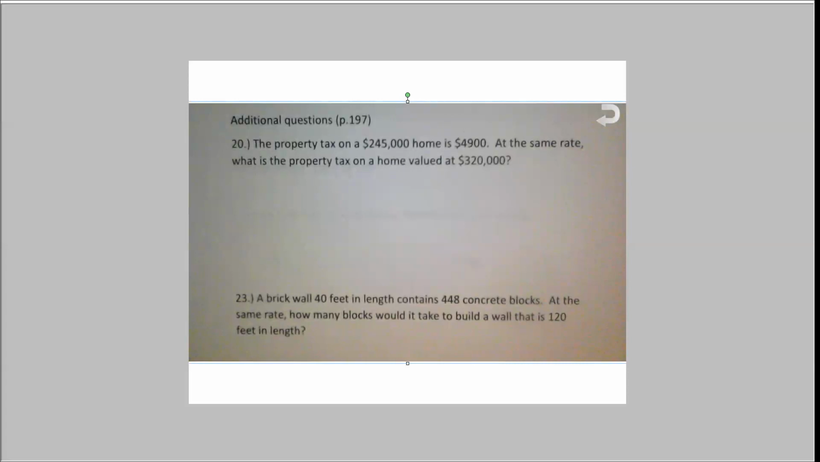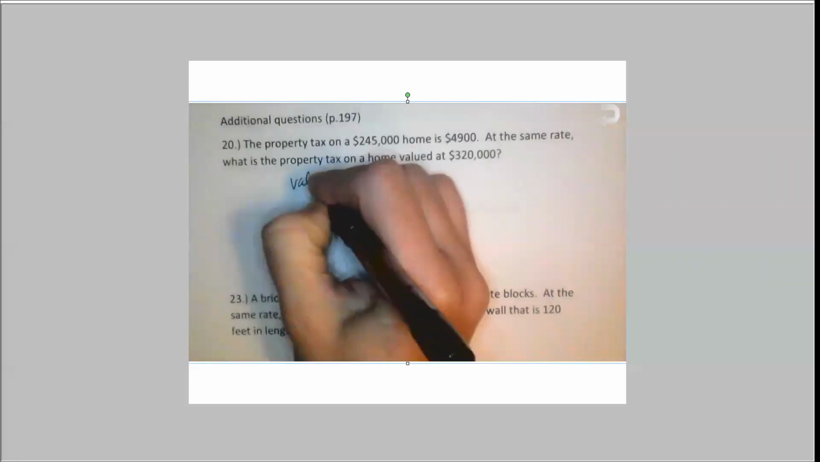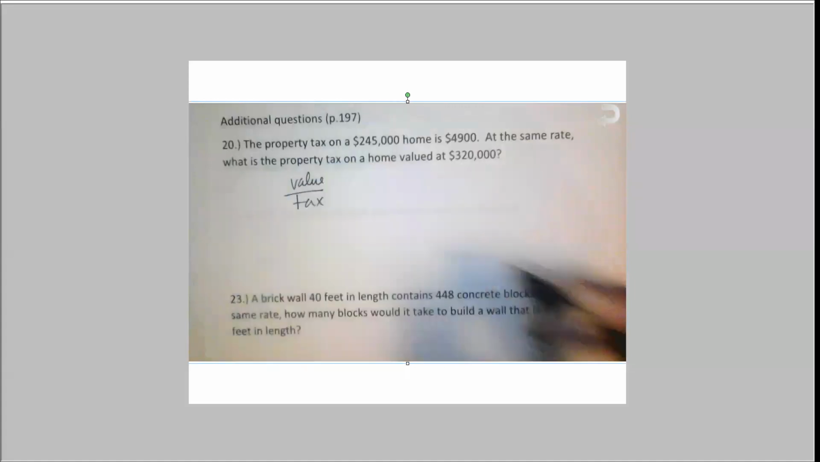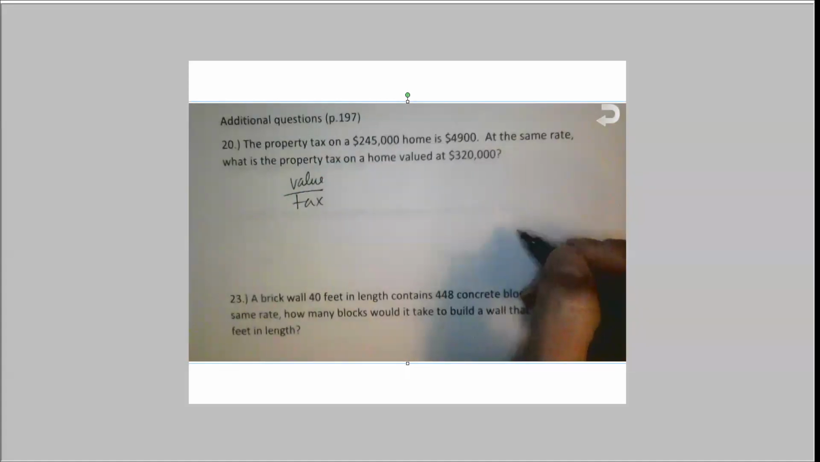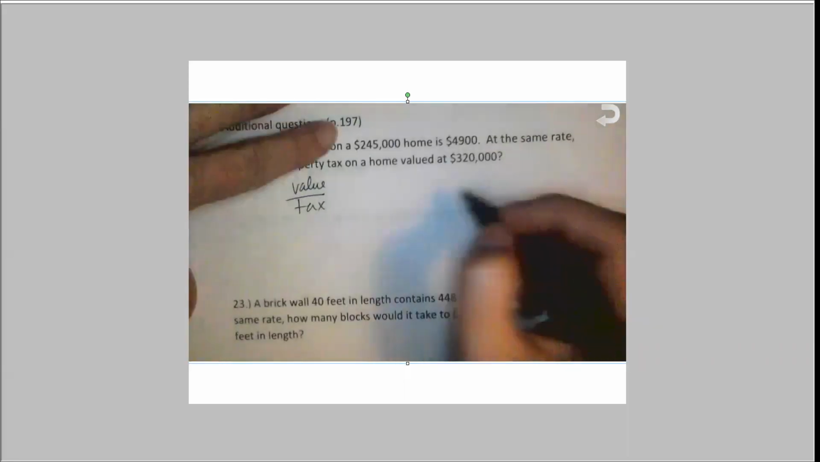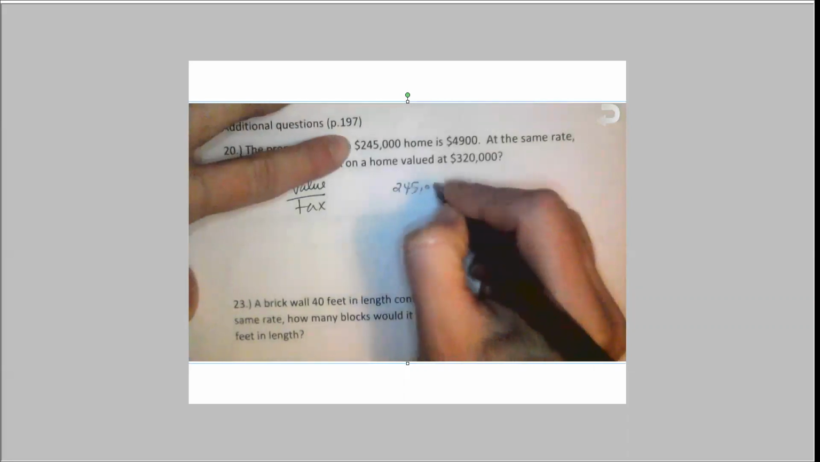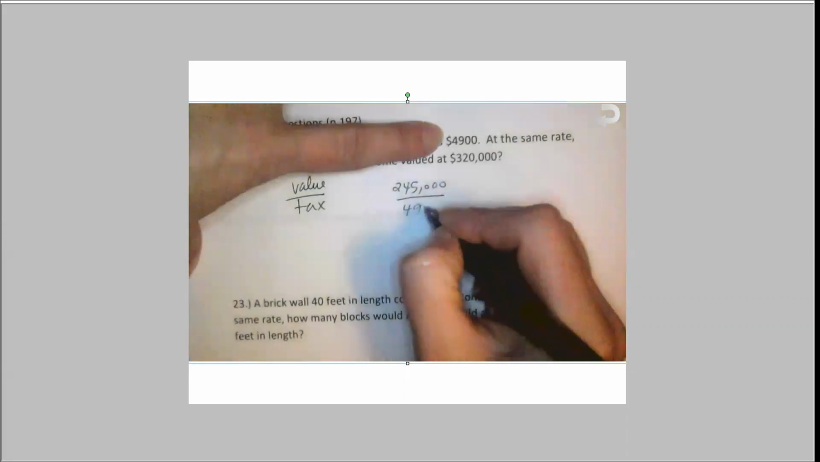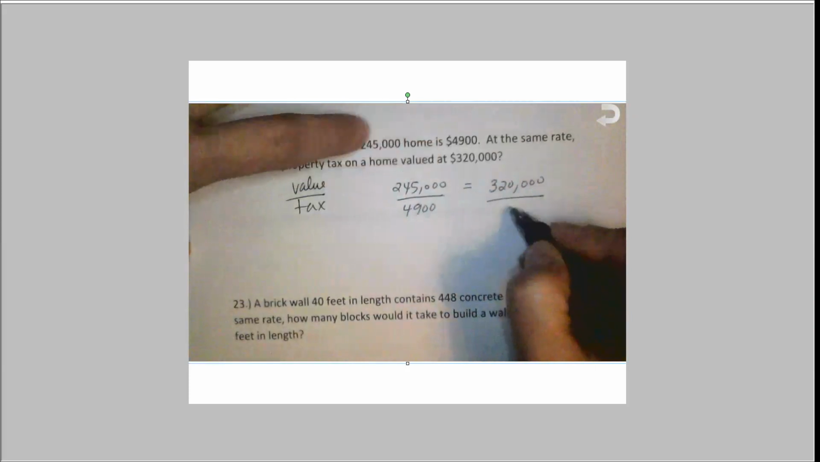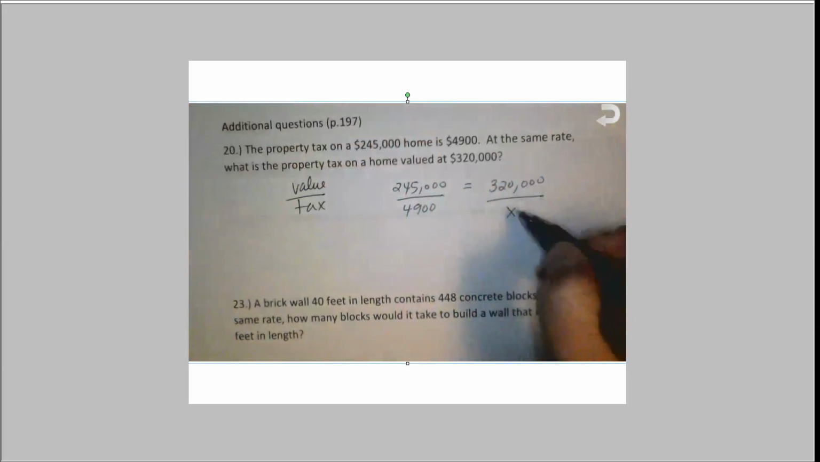So I'm going to set up a ratio, and the thing about setting up a proportion is you've got to be consistent on the left and the right side. So if I find the value of the home over that tax on that home, I need to make sure that I set the left and the right side up in that same way. So this home is valued at $245,000, and the tax on that home is $4,900. So at that same rate, a value of a home of $320,000 would have a property tax of how much? That's what is missing. What is the property tax on that home?